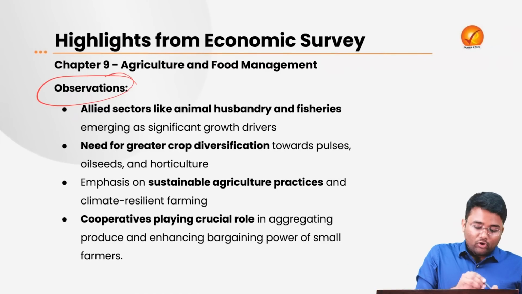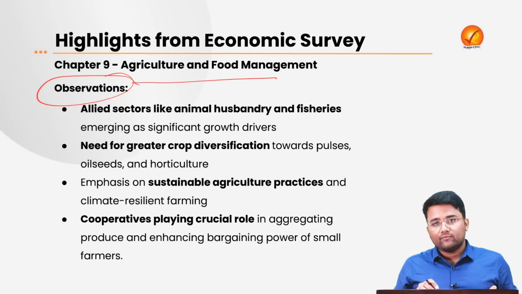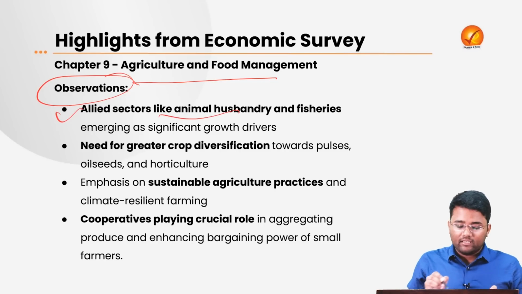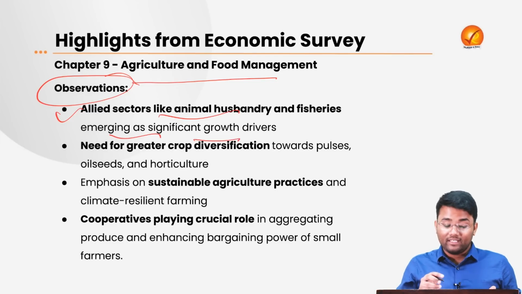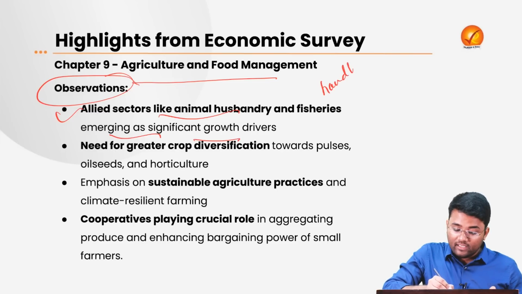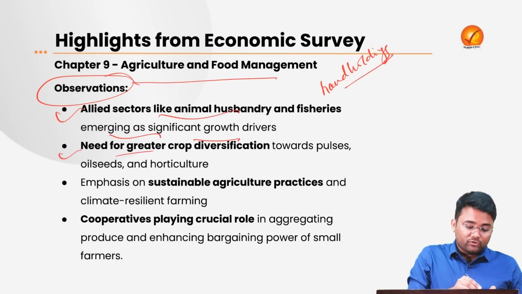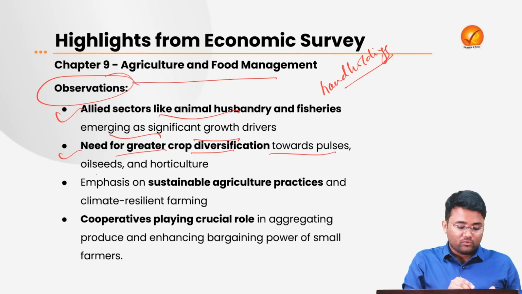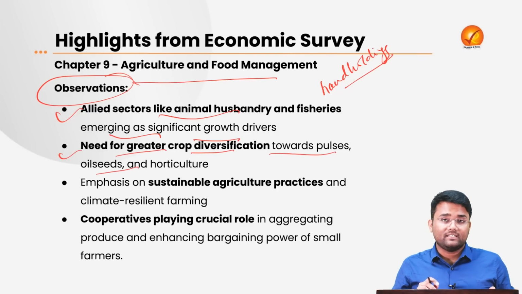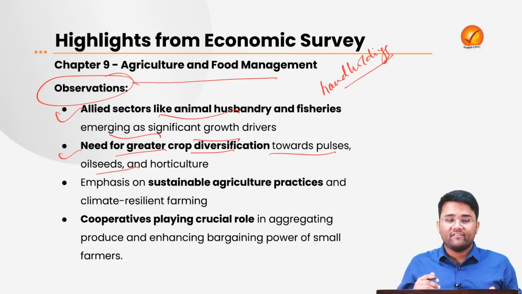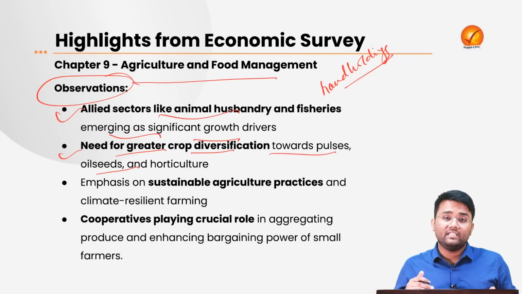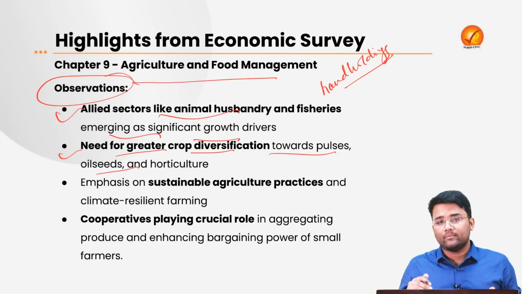Now, some of the other observations regarding agriculture and food management are that allied sectors like animal husbandry and fisheries are emerging as significant growth drivers, but there is a need for proper hand-holding regarding these sectors. Then there is also a need for greater crop diversification towards pulses, oilseeds and horticulture, because that is one area where we are seeing increased losses after the production.